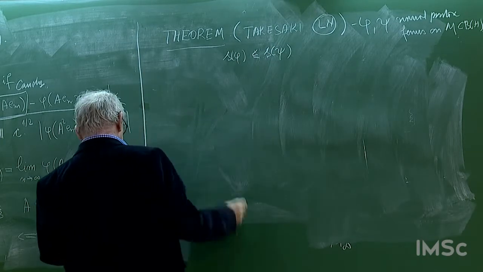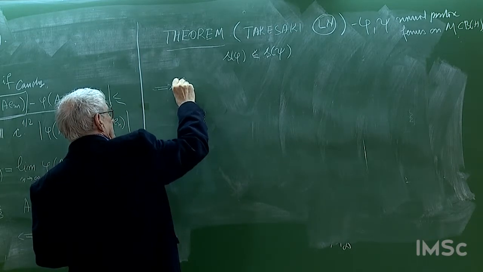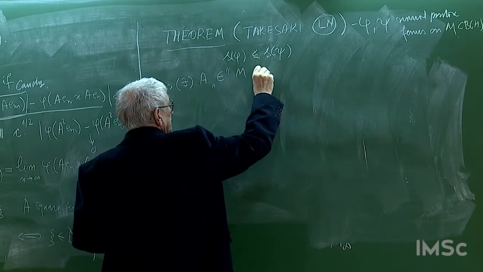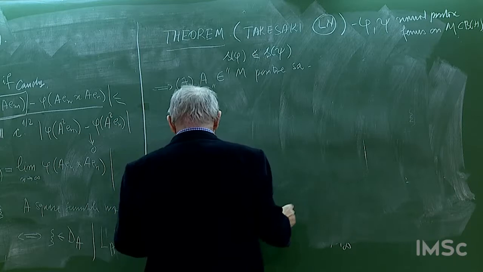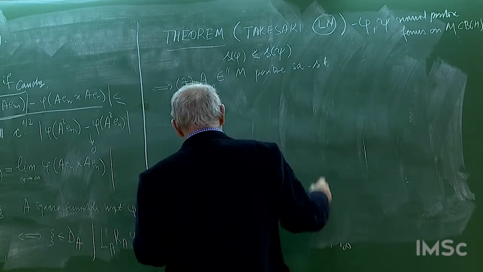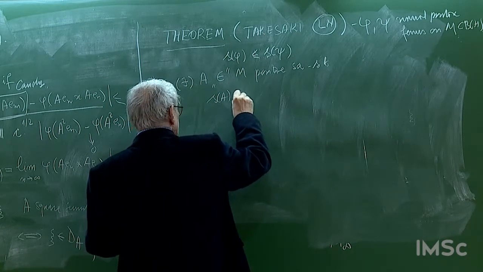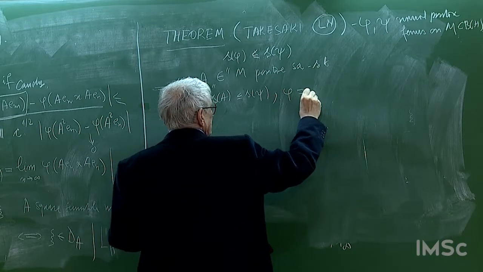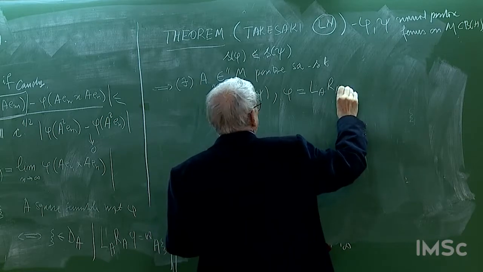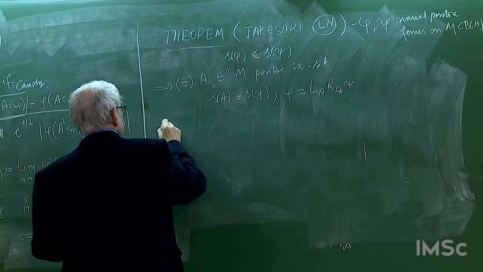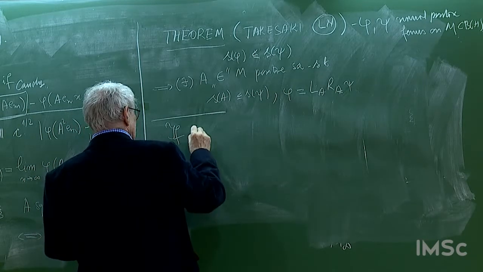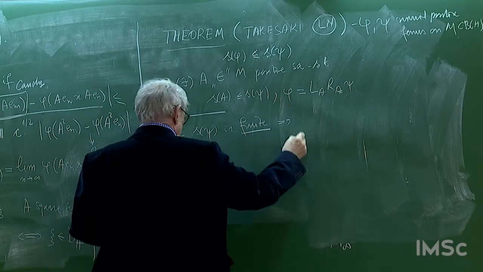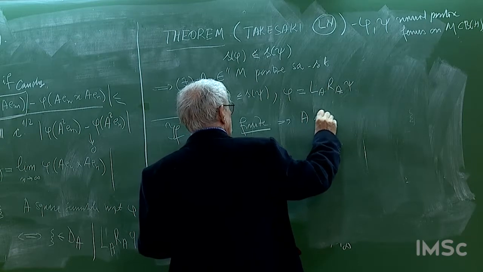And then there exists a positive self-adjoint operator A affiliated to M, such that the support of A is less than the support of psi, the big one, and the small one, phi, is L_A R_A of psi. Moreover, if the support of psi is finite, then A is uniquely determined.